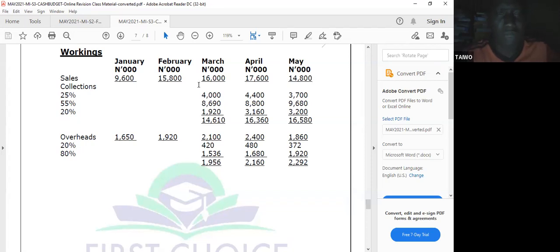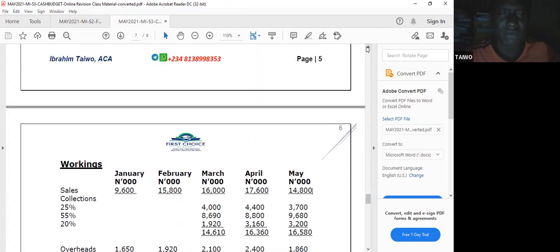Now, I need to look at it this way. The February now. How do you collect the February? You collect the February by going by the percentage again. What's the percentage you are given initially?